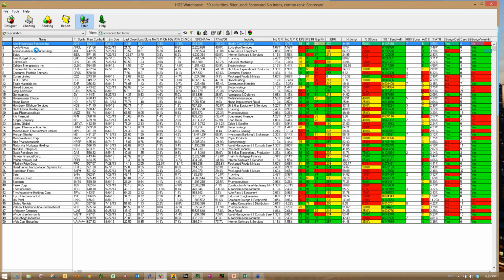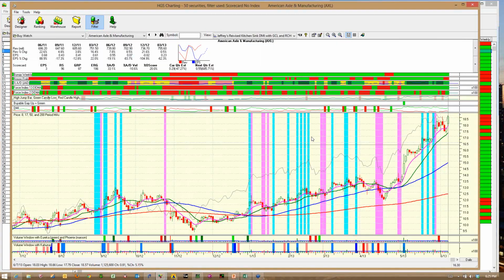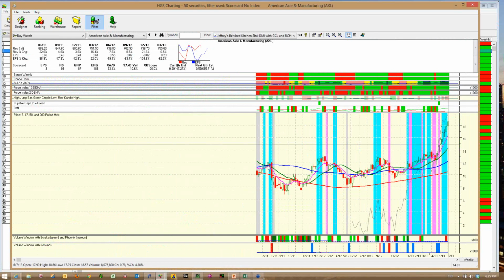I think auto parts make sense. And this is one that I like. It's called American Axle Manufacturing. And this was a dog with fleas. It could not break out of this, and it was much, much lower in 2009. And it's now going hyperbolic.